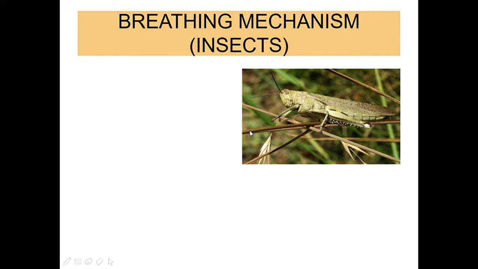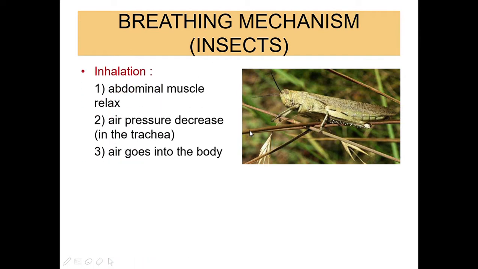Okay, let's start. The breathing mechanism of the insect is pretty simple and it involves the movement of abdominal muscles. During inhalation, the abdominal muscle will relax and the valves in the spiracles are open. This reduces the air pressure in the trachea, and the higher atmospheric pressure will force the air to enter the trachea through the spiracles.